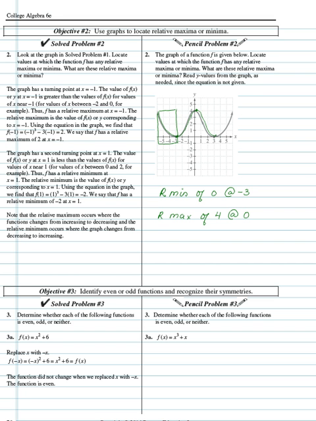Again, it's a minimum. So the function has a relative minimum. What's the minimum value? Minimum value is 0, not the x. You're not looking at the x value, you're looking at the y value. The function's minimum value is 0, and at what point? At +3. Remember, minimum and maximum values are always the y values, not the x values.